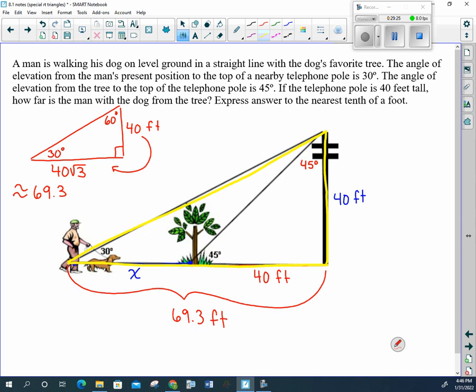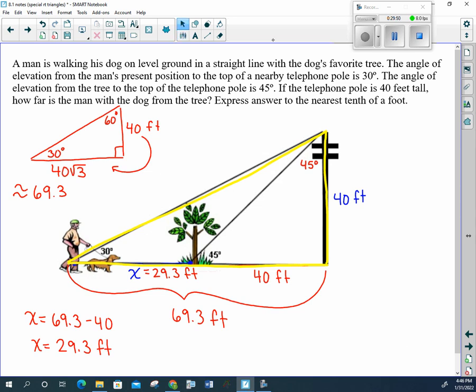Now remember our goal was just to figure out how far the man is from the tree. So x is going to be the 69.3 minus the 40. So that's going to turn out to be 29.3 feet. So he's about 29.3 feet from the tree.